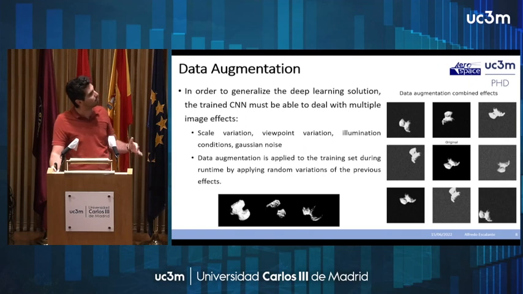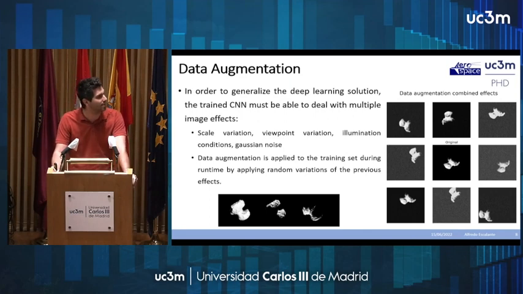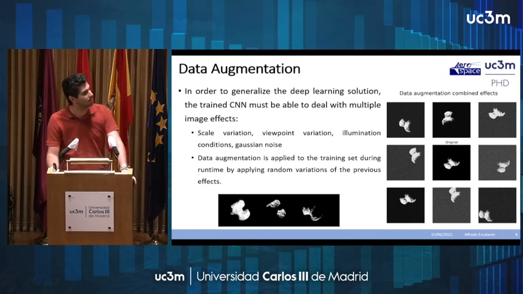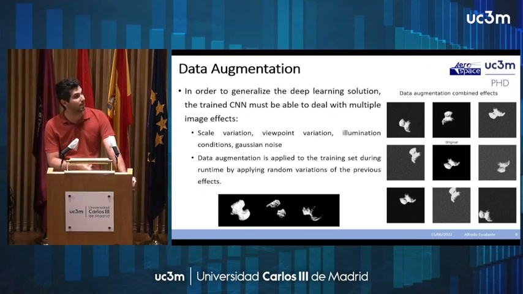So the idea is that we applied all these effects: rotation, scale variation, and also Gaussian noise to model distortions in the image, which are very likely in this type of space mission, but also to model other phenomena like the dust ejected by the comet when it's closer to the sun. Modeling all this, the network is able to deal with all these effects, which are present in the real images.